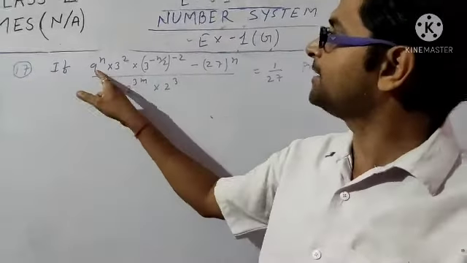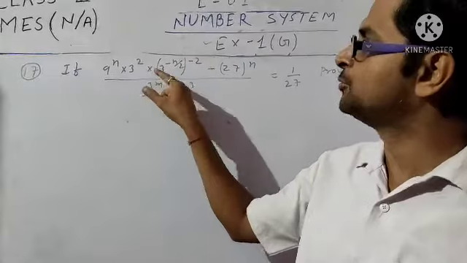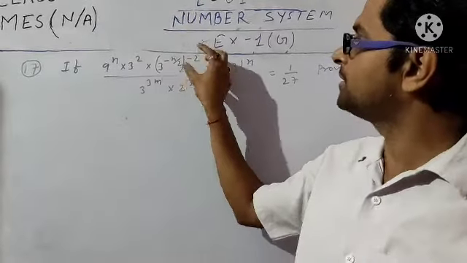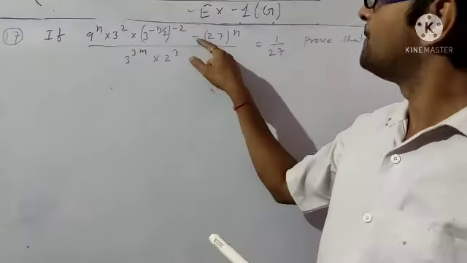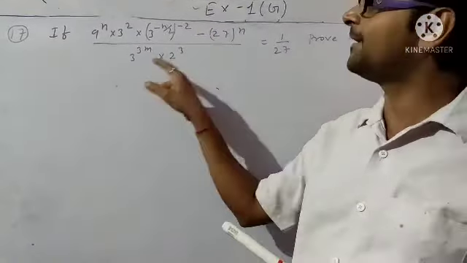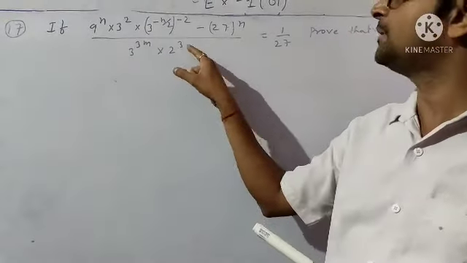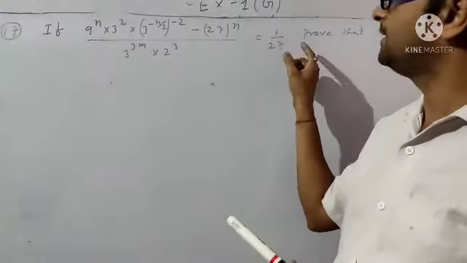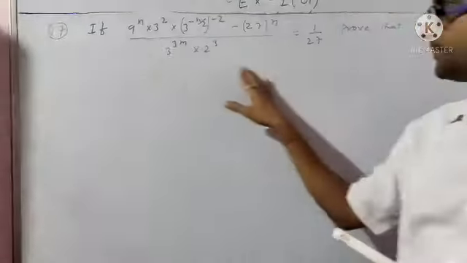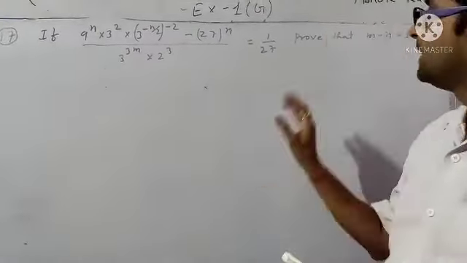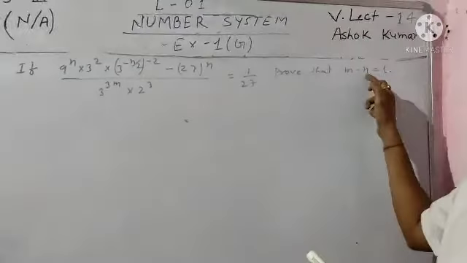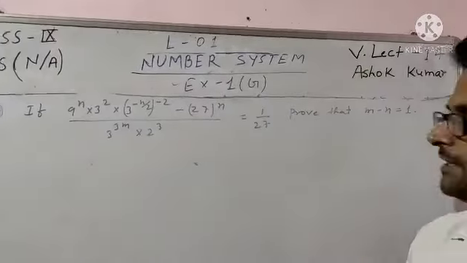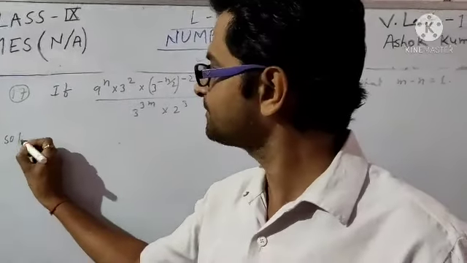If 9 to the power n into 3 to the power 2 into 3 to the power minus n by 2 into minus 2, minus 27 to the power 3 divided by 3 to the power 3m into 2 to the power 3 is equal to 1 by 27. That means this information is given. You have to prove m minus n is equal to 1. That means you have to prove, according to this relation, m minus n is equivalent to 1. Okay, student? Let us see.